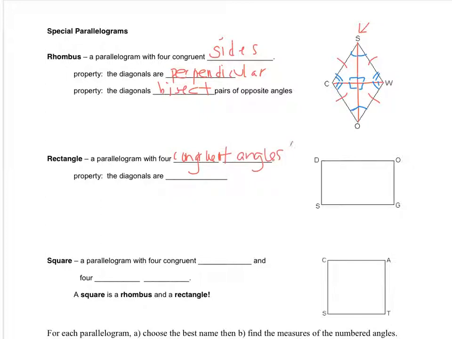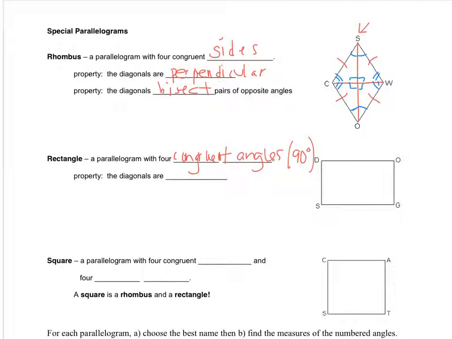So something to remember is that if they are congruent angles, they have to be 90 degrees each, because the total is 360, right? We did that on our first day of the unit. In a quadrilateral, the total is 360. So if all 4 are congruent, that gives us 90 degrees each.